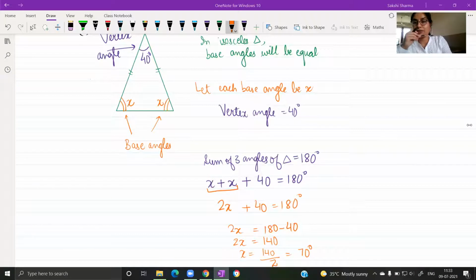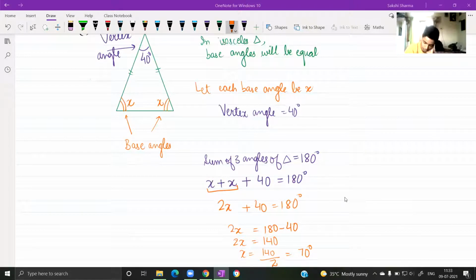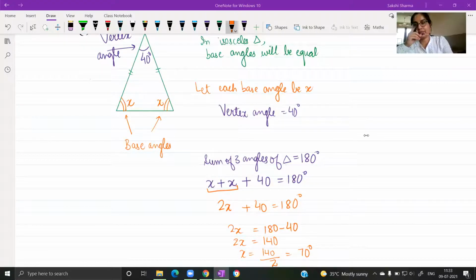Yes, Rishit? Excuse me, ma'am. Ma'am, I don't have a doubt, but I have to say that the answer that I told you, I got it when I subtracted 180 by 40. It was 140, and my answer was 70 degrees. Okay, okay, that's correct. Yes, Chirag?